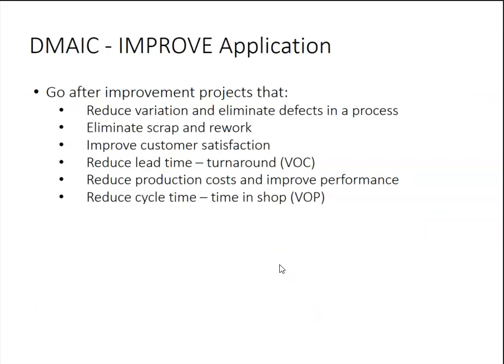When we're going after improvements, we need to go after improvement projects that reduce variation, eliminate defects in the process, eliminate scrap and rework, improve customer satisfaction, reduce lead time, which is the turnaround, the voice of the customer, reduce production costs and improve performance, and reduce cycle time, or however long a product remains in the shop. So when we're looking at improvement projects, if any of these 6 things are occurring, those are good candidates for an actual DMAIC or A3 project.